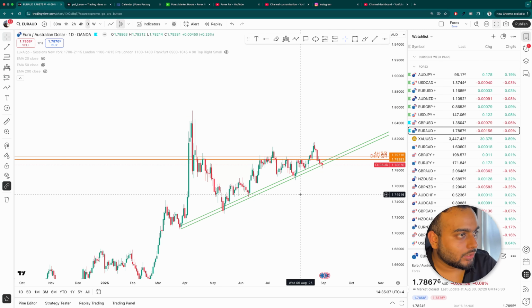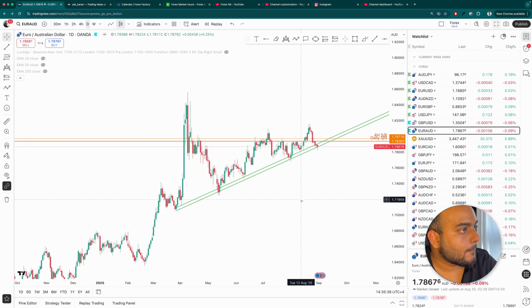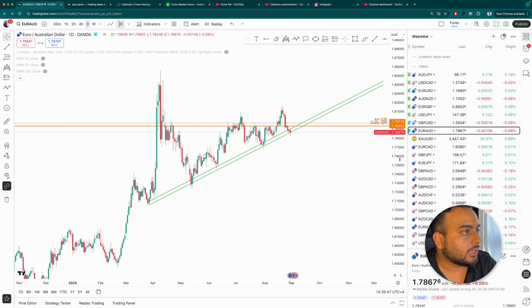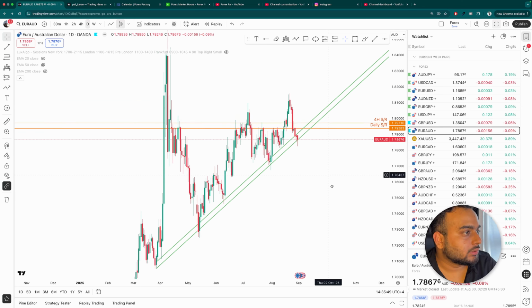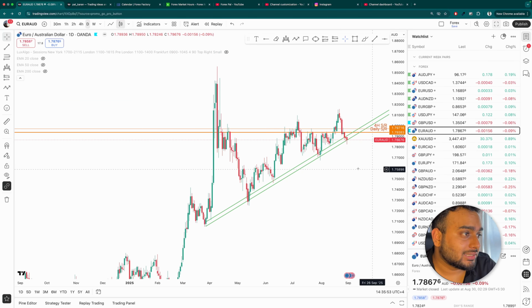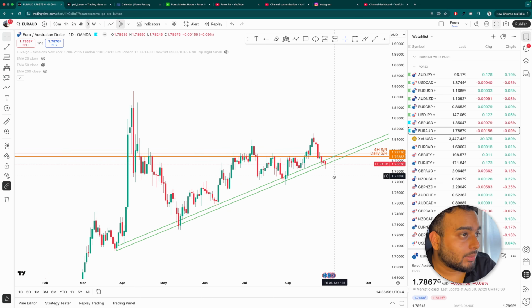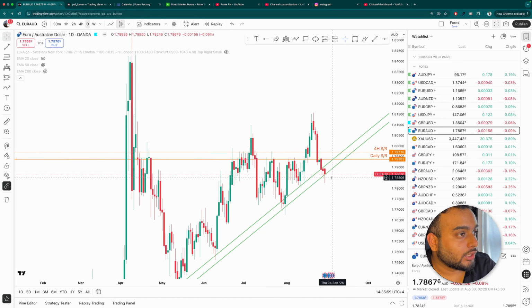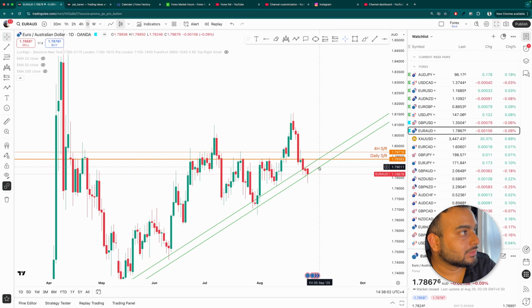Now let's look at Euro USD. So we already have some stuff like this is going in a trend line and it is at a really nice area to buy. But the problem is, as soon as we buy, we are going to enter into a daily support resistance.